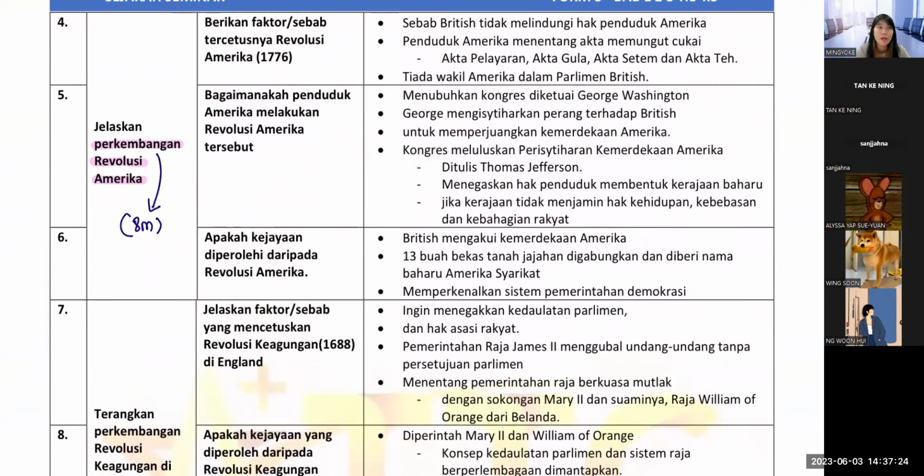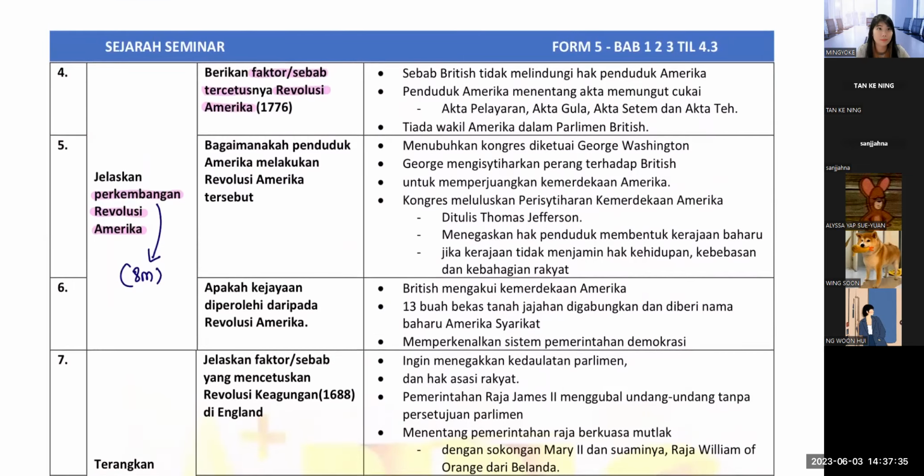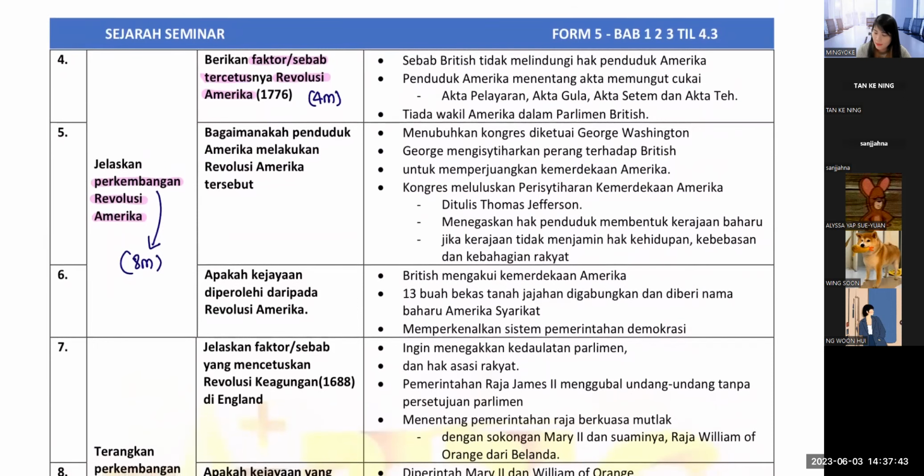But if they only ask you faktor or sebab revolusi tercetus in America, what's the reason it started? It's because of these 4 answers. 4, maximum 4. You can see that first, because sebab British tidak melindungi hak penduduk Amerika. And then other than that, menentang akta memungut cukai. Contoh akta pelayaran, akta gula. You just give one example already enough. For example, I don't want to give so many, I just akta teh.